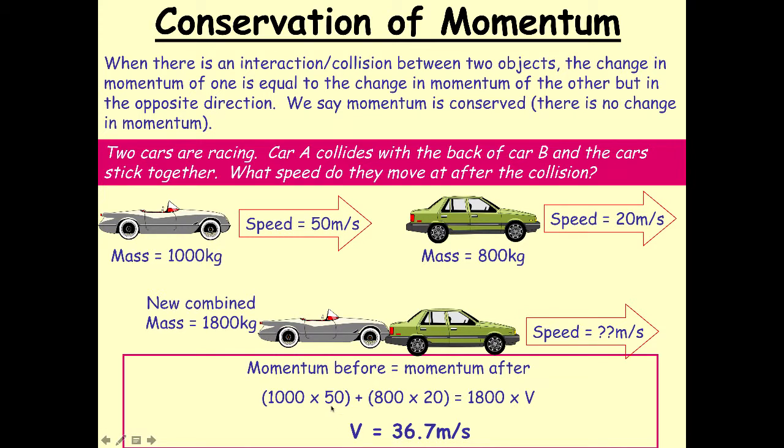So 1,000 times 50 is 50,000, plus 800 times 20, you can work that out. Divide the sum of those by 1,800, and that will give you the new velocity of the cars stuck together, and that is actually 36.7 meters a second. Okay, and that is as difficult a calculation as you're going to get when looking at conservation of momentum.